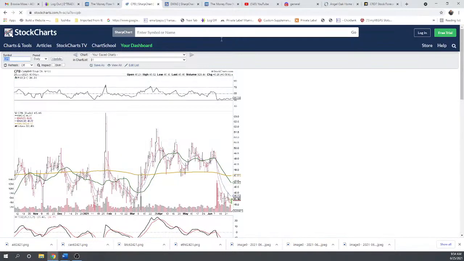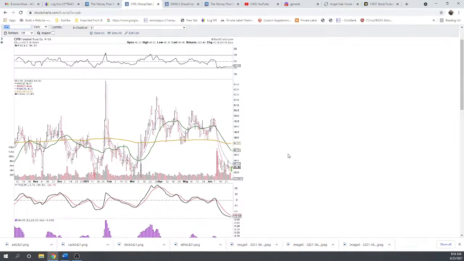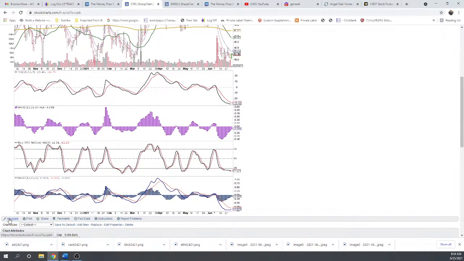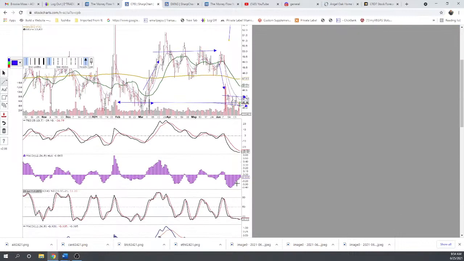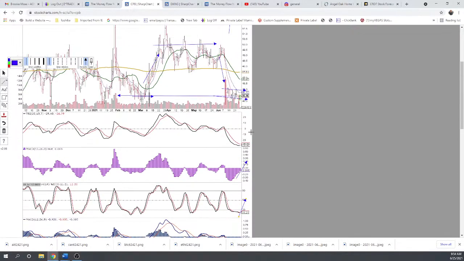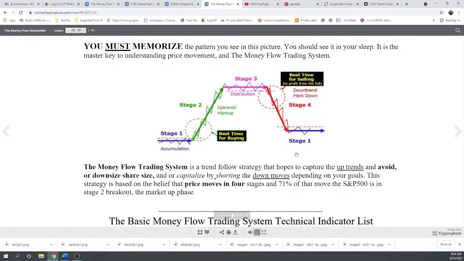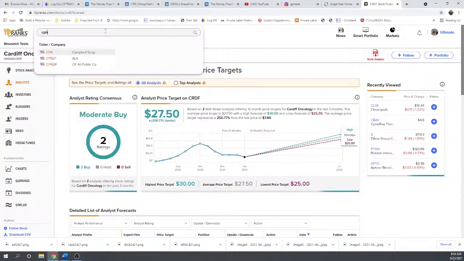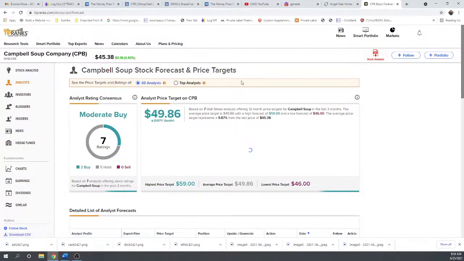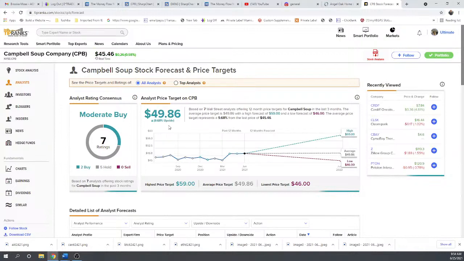Campbell's. What does it look like to you? Stage 1. Pattern's tight. But look. Sideways up, right? Big sideways, down, and then sideways. Has it ever been here before? Yes. Did it stop there? Yes. RSI get extreme. Pretty damn close. Things turning. Hasn't broke out yet. But if we're looking at the pattern, that's stage 1. What is it worth? CPB. Let's see. They got a $49. So $10. It's 10% under.